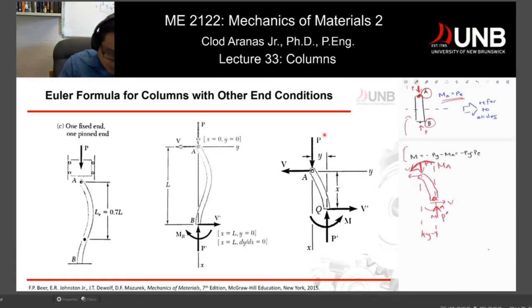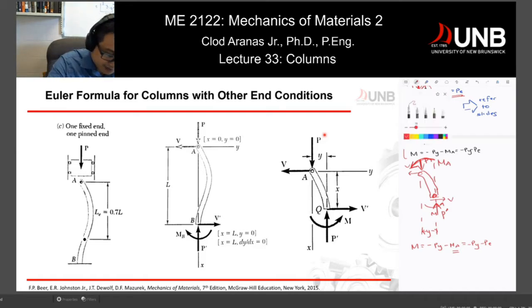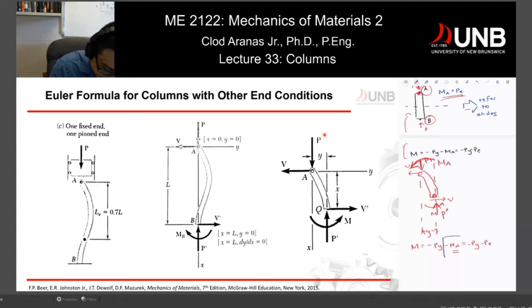So if you get the moment equation, what you will get is M, which is written on top, minus P y minus M sub A, which is equal to big A, so you have negative P times y minus P times E, and your E is your offset. Before, during centric loading, we don't have this particular term. This one is our addition to our moment equation.